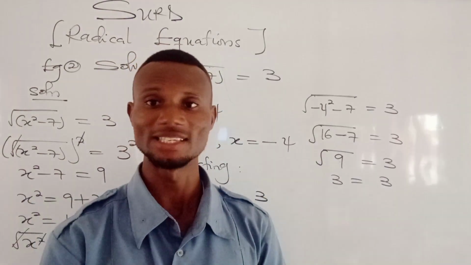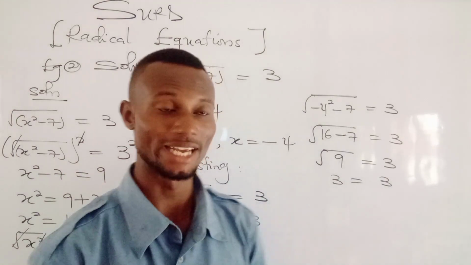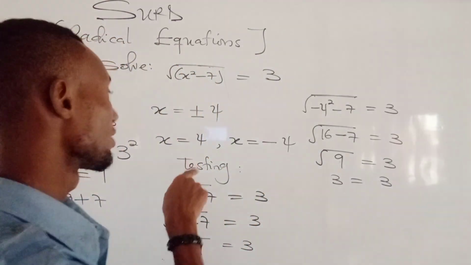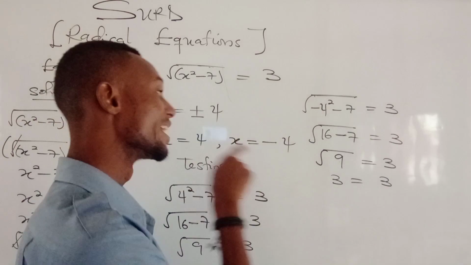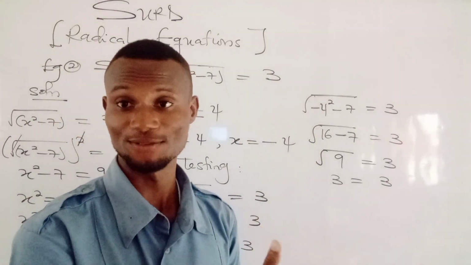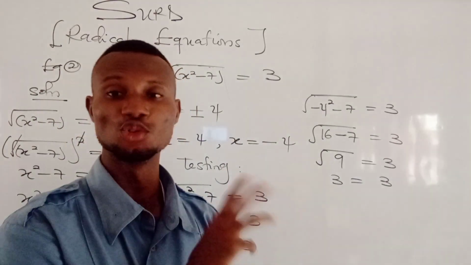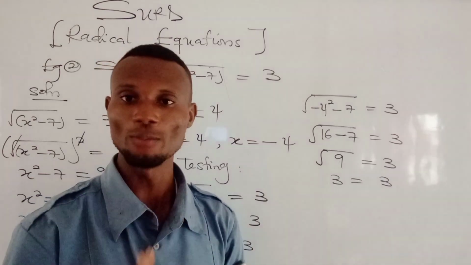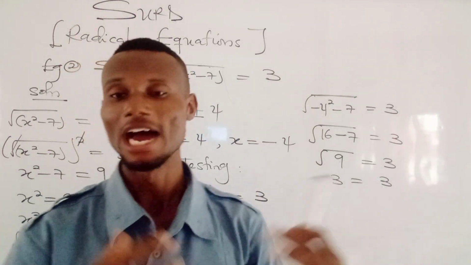So our two values actually satisfy the given equation. It means our solution to the given equation is s equal to positive 4 and s equal to negative 4. Both of them satisfy the equation, so both of them are solutions to the equation. I hope the explanation is clear enough up to this point.